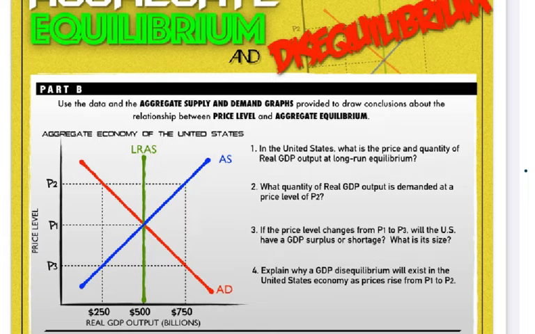This says Part B, use the data and the aggregate supply and demand graphs provided to draw conclusions about the relationships between price level and aggregate equilibrium. So let's take a look at number one, right?